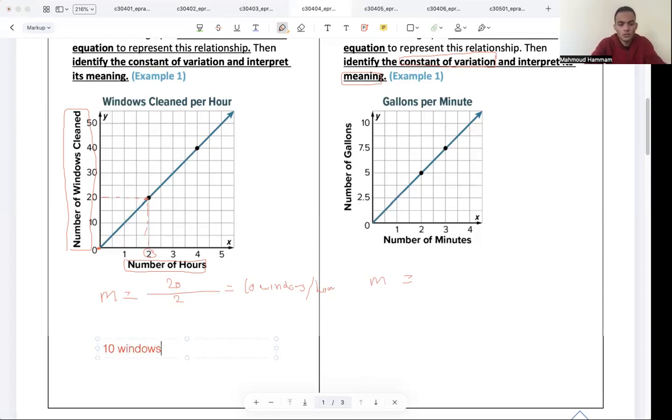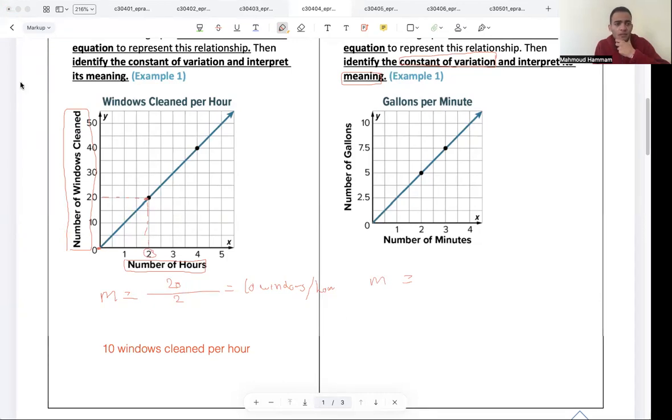Mr. Mahmoud, I have a question. When it's not passing through the origin point, we need to write the b, the y-intercept, right? Exactly. We will see another question now. So the meaning here is 10 windows cleaned per hour. We will just write this here.